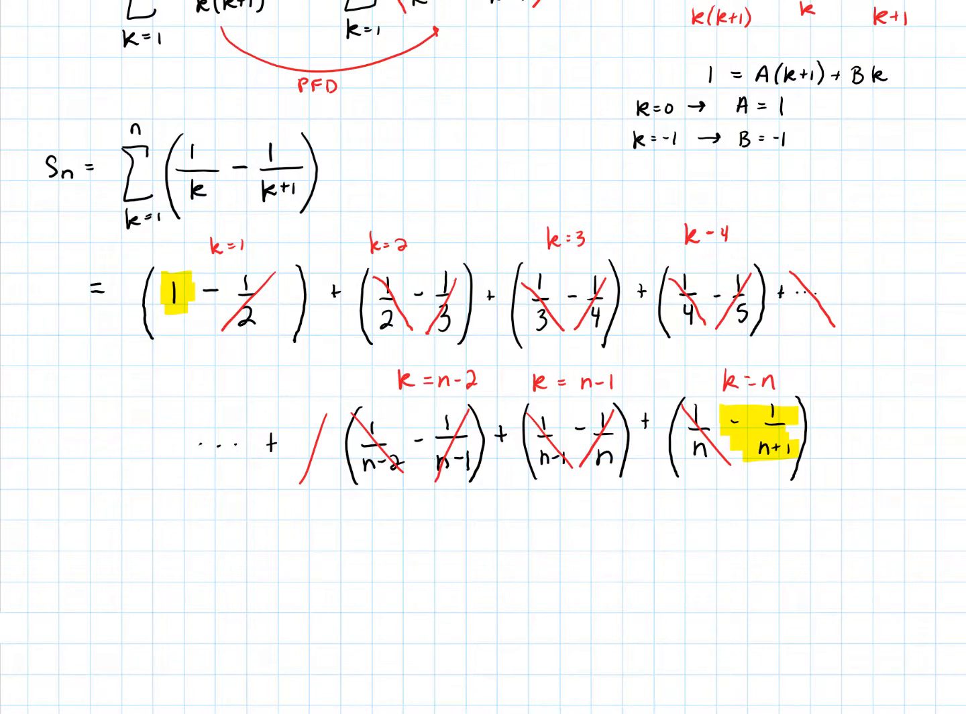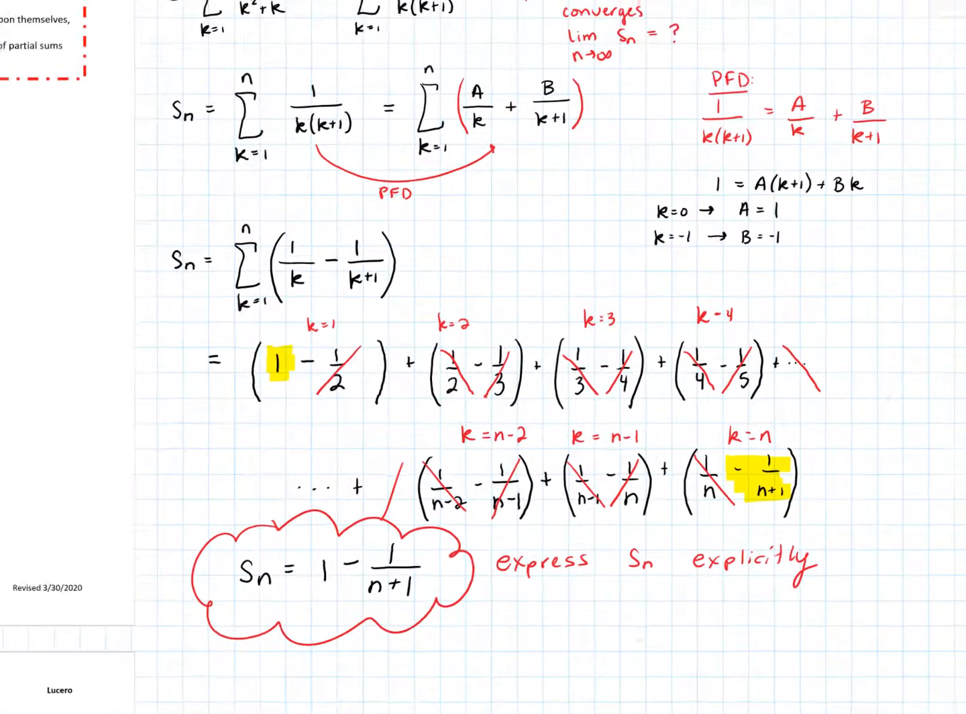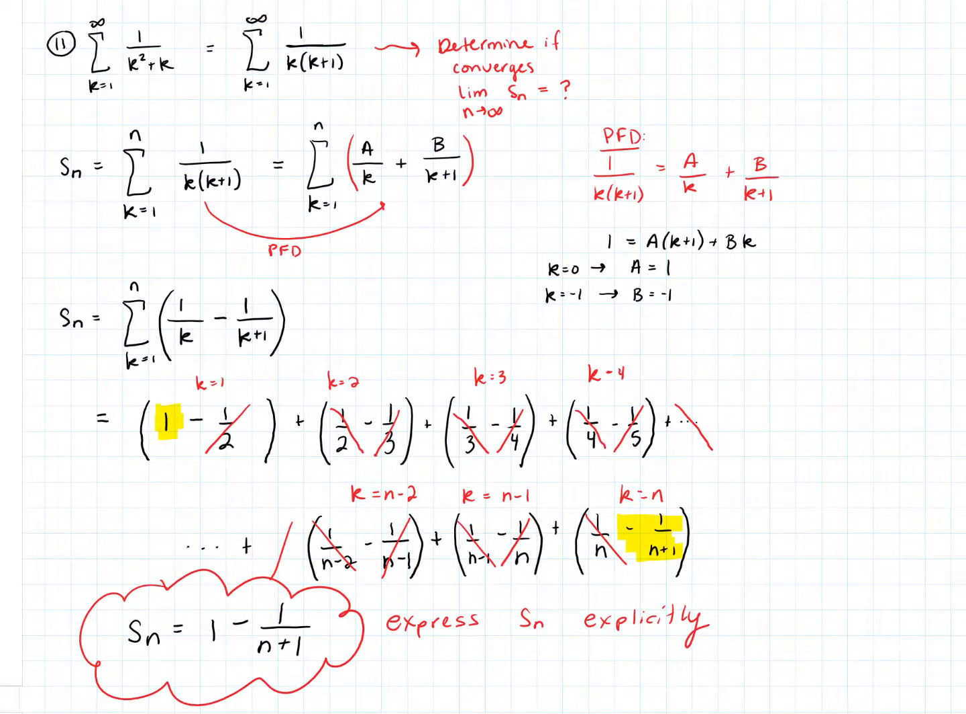So we can rewrite this partial sum. S sub n is now just 1 minus 1 over n plus 1. That's not our answer, but it is impactful because we were able to actually express the partial sum S sub n explicitly. And if we can express it explicitly, then we can take a limit. And that's what we need to do in order to show that this series either converges or diverges. That's the whole goal. In order to determine if a series converges or diverges, we have to be able to take the limit of the partial sum.